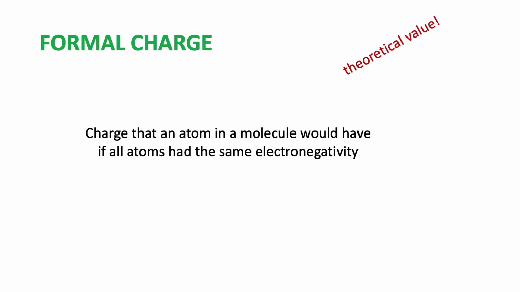So basically formal charge is the charge that an atom in a molecule would have if all atoms had the same electronegativity, which doesn't make a lot of sense right now. So let's look at how to calculate formal charge and look at an example. And then I'm going to circle around and talk about what this definition actually means.